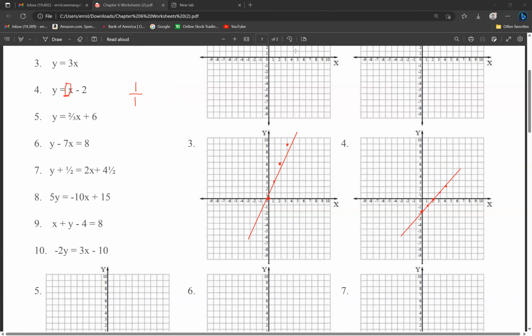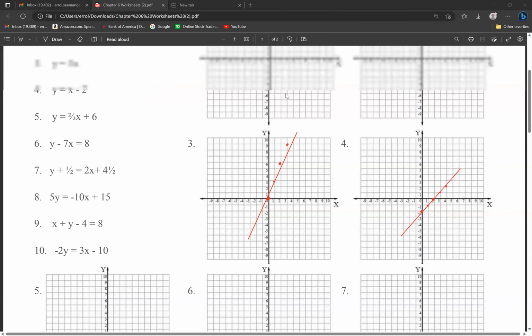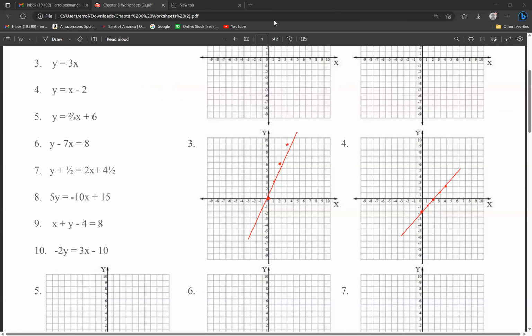Number 5. All right. You got 3 and 4? Yeah. All right. I'm going to erase number 3 and 4. Clear all drawings. Okay. So tell me about number 5.